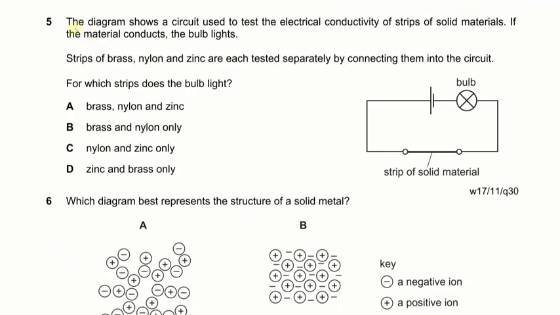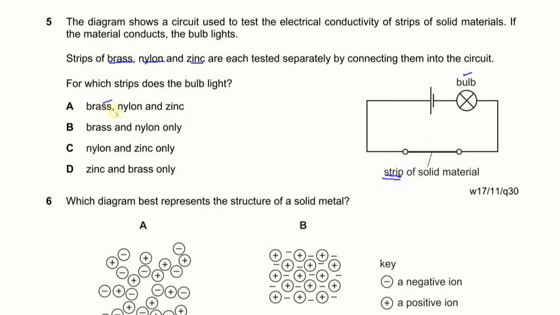Next question. The diagram shows the circuit used to test the electrical conductivity of strip of solid materials. If the materials conduct the bulb lights, strip of brass, nylon and zinc each are tested separately by connecting them with the circuit. For which strip does the bulb light? Okay, so we want some conducting material over here because the bulb will only light if the material used over here is a conductor of electricity.